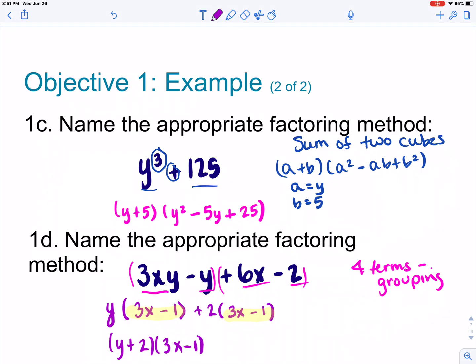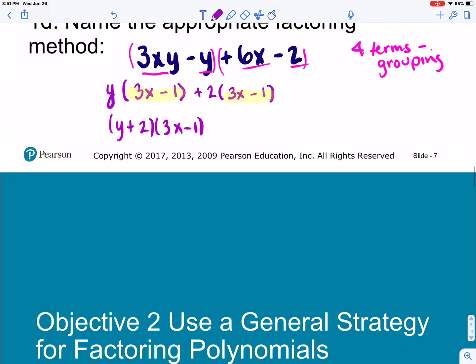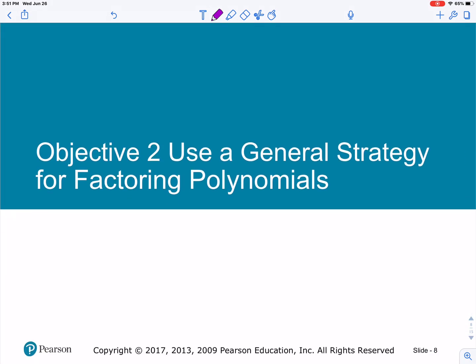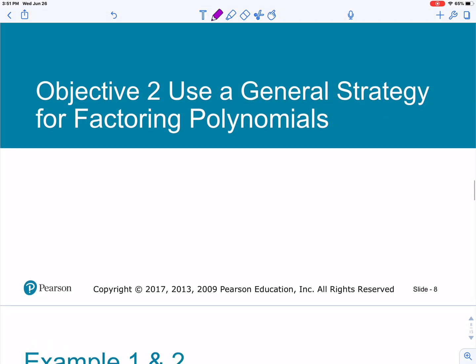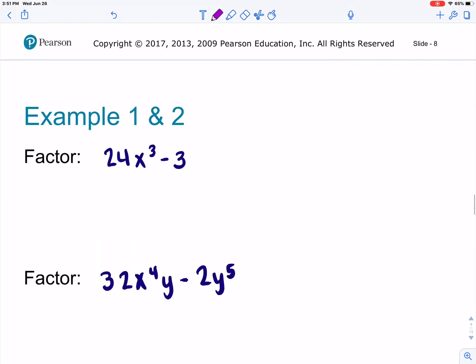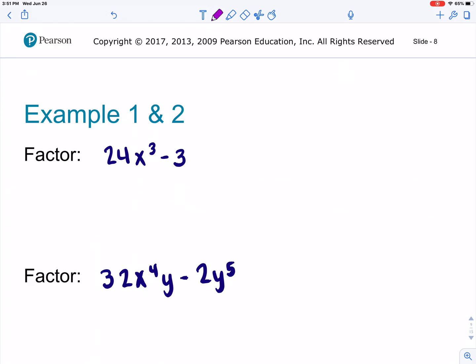So the big idea there is just to analyze your problem and see what the attack method is going to be. So using general strategies for factoring, we're just going to factor some more. So factor example 1, 24x to the third minus 3. I'm looking at it, I'm analyzing it, and the first thing I notice, I can divide them both by 3. So I'm going to pull that GCF of 3 out. So I get 8x to the third minus 1.